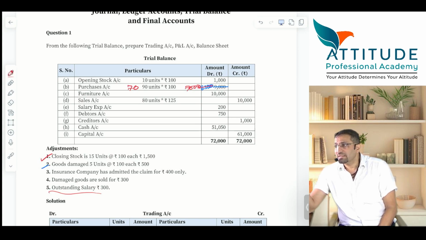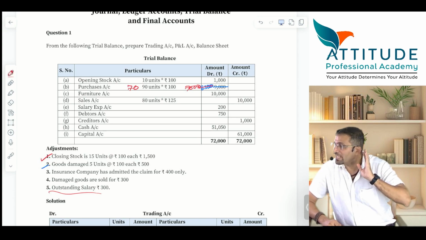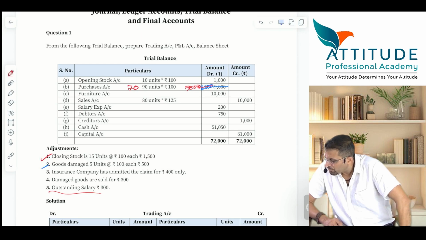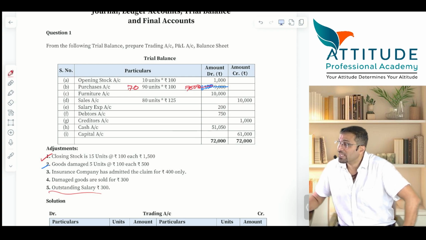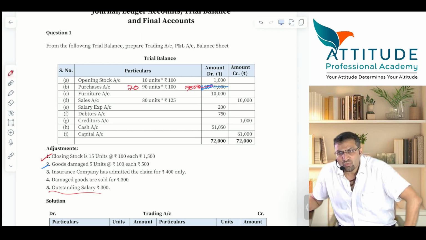Now wait, have I prepared trading account or have I done all these adjustments with purchases only? With purchases I can do that. Now सर एक काम करो आप ट्रायल बैलेंस और एक बार प्रिपेयर करो. इतना ही एंट्रीज मारने के बाद आ सकता है क्या ट्रायल बैलेंस? आ सकता है, फिर भी टैली होगा. टैली करके दिखाऊं?